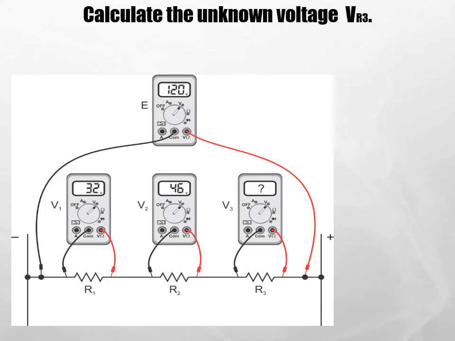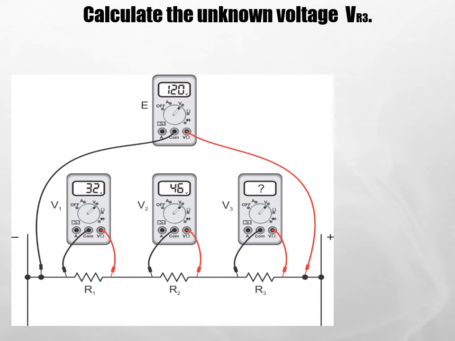We can use Kirchhoff's voltage law in other ways to help us find values that we don't have. Here we have a circuit with three resistors in series. Across the entire rail, we have 120 volts, so our source voltage is 120 volts. The voltage across the first resistor is 32 volts, and the voltage across the second resistor is 46.